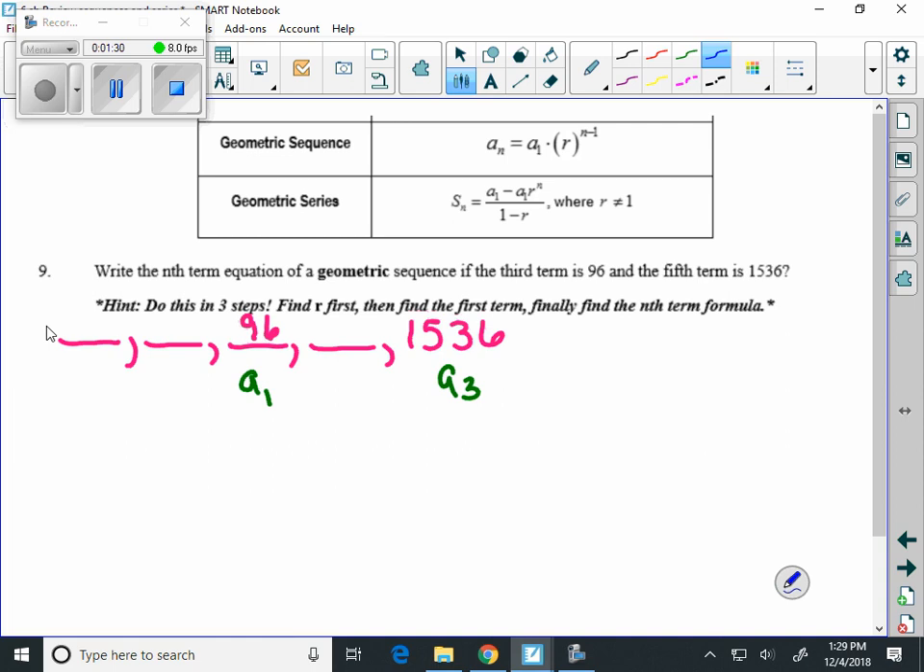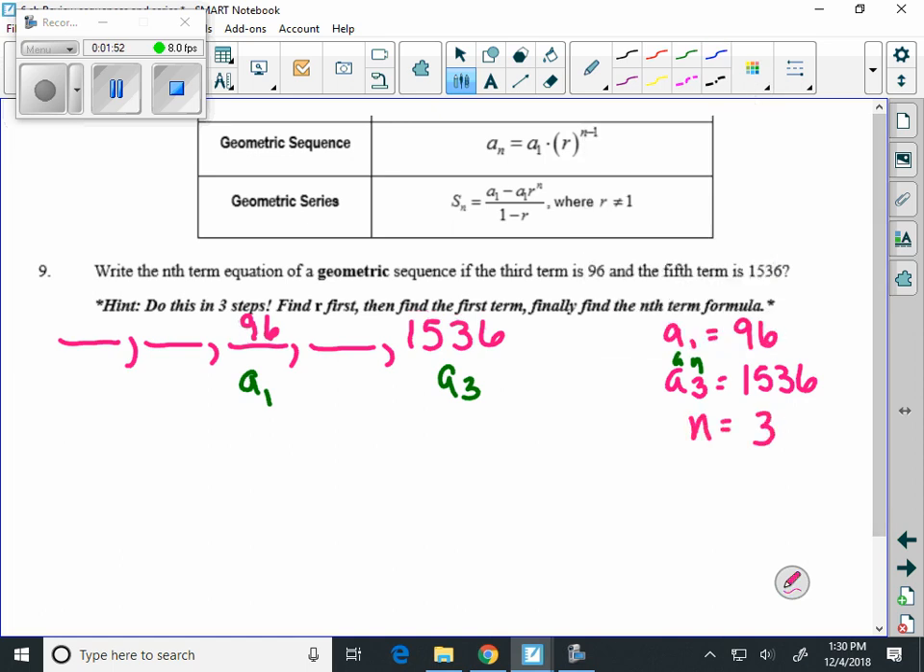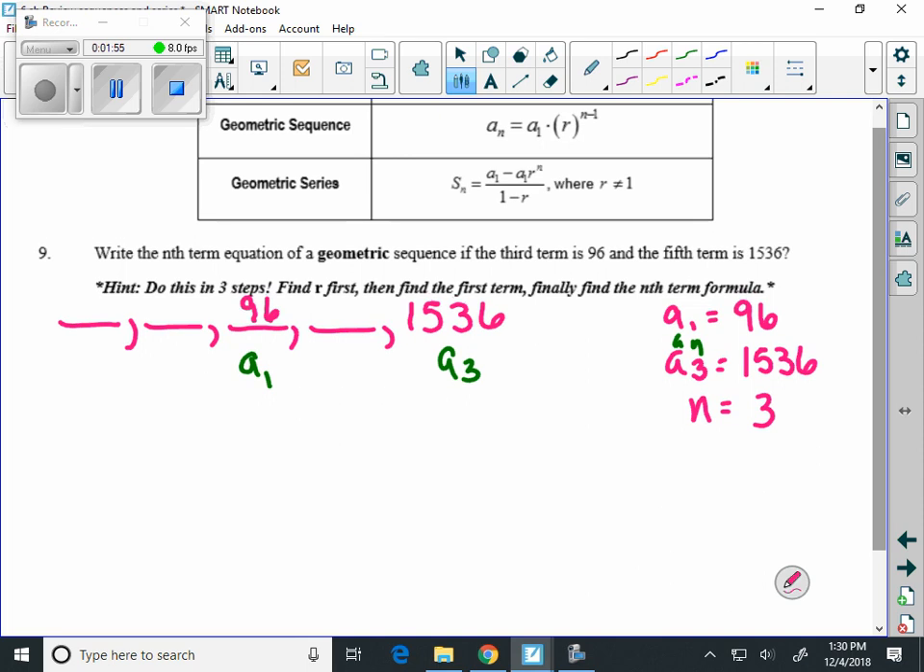And if we fill this into our formula, then, and I'm going to list this here, I'm going to say that A1 is 96, and A sub 3 is 1536, and just a reminder again that this is A sub n, so this is going to tell us that n equals 3. So this will help a little bit when we put this in, because we're going to get 1536 equals 96 times r to the 3 minus 1.